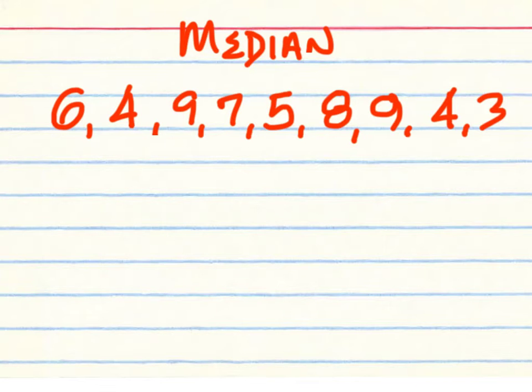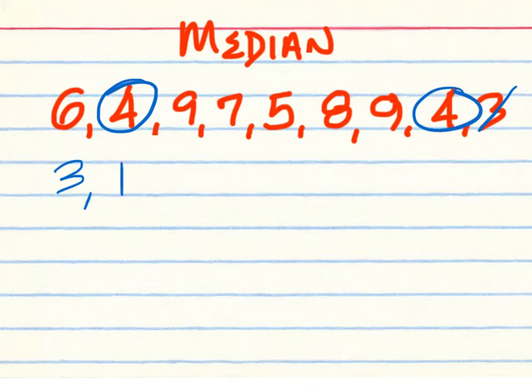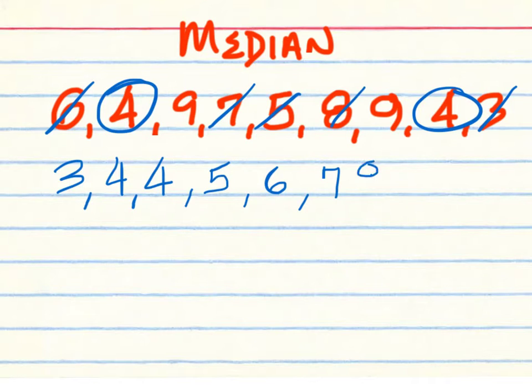In this problem, you have to find the median. Step 1 is to put the list in order from least to greatest. So the lowest number we have in here is 3. We'll start with that. And then when we go to 4, we have 2 of them. You must put both of them down. And then next up is 5. After that is 6. And then after that is 7. Then we'll have an 8. And then 2 9s.